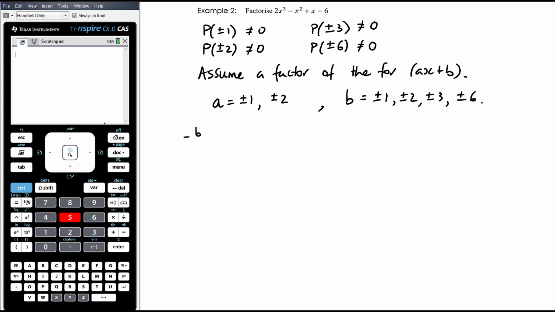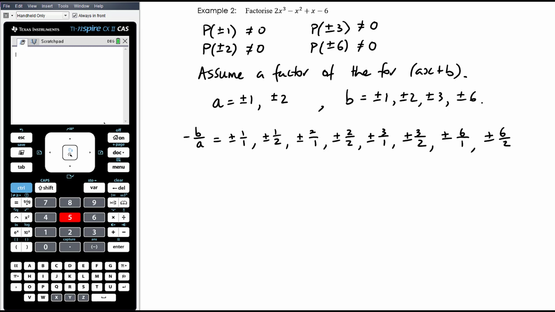Okay, so that means that the options for negative b on a are plus or minus 1 over 1, plus or minus 1 over 2, plus or minus 2 over 1, plus or minus 2 over 2, plus or minus 3 over 1, plus or minus 3 over 2, plus or minus 6 over 1, plus or minus 6 over 2. So I'm just putting each of the options for b together with each of the options for a.